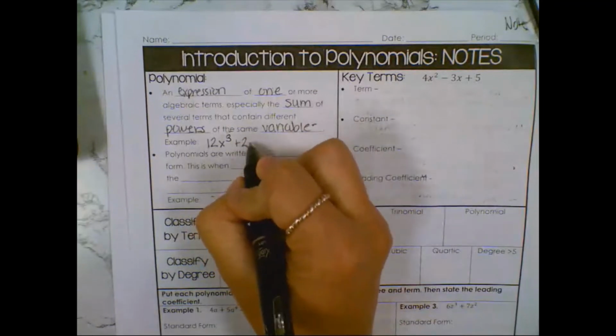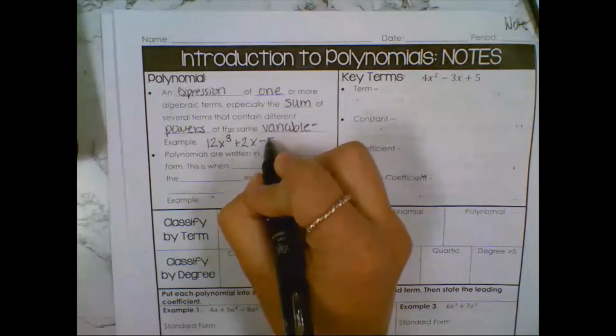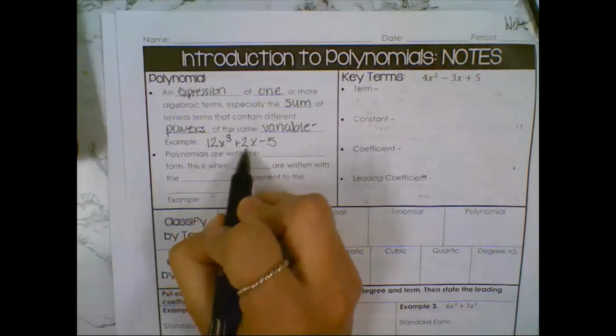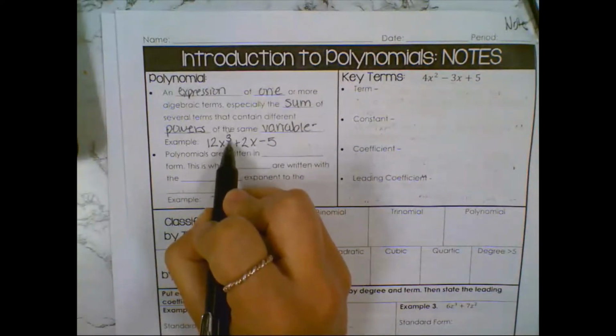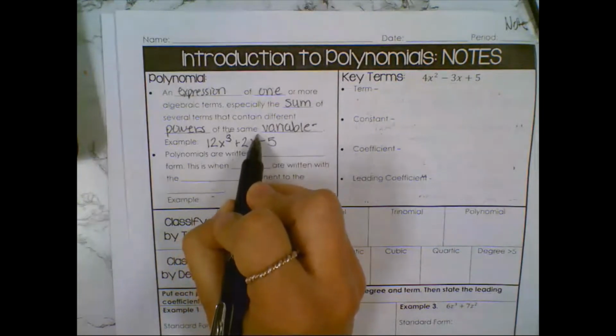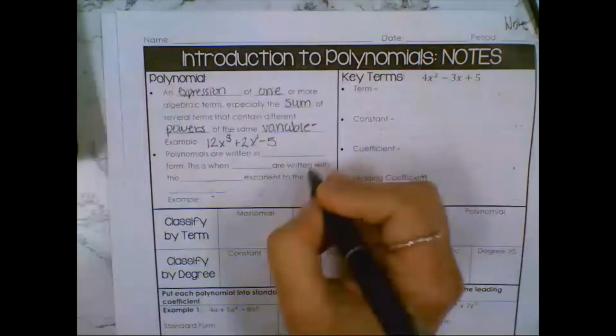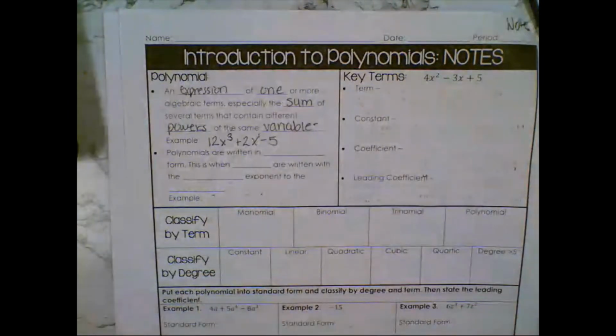So plus 2x minus 5, right? This is an expression because there's no equal sign. We have different variable exponents. So this is to the third, this is technically to the first, and they're being added or subtracted. So you've actually worked with these a little bit throughout middle school.